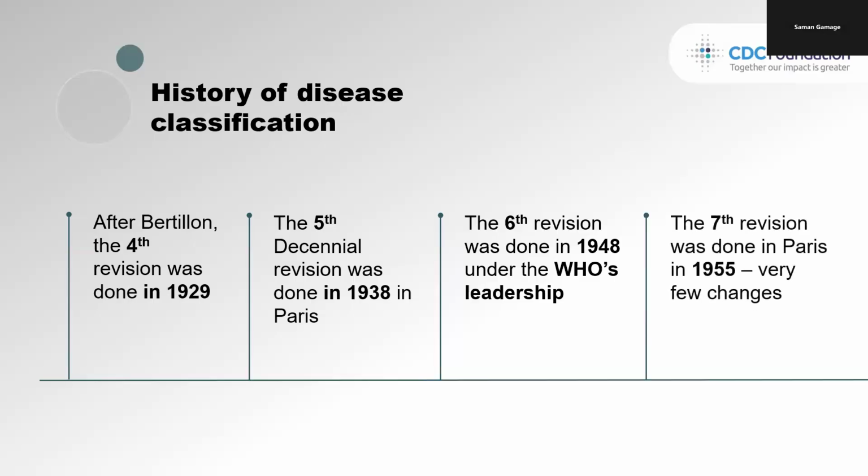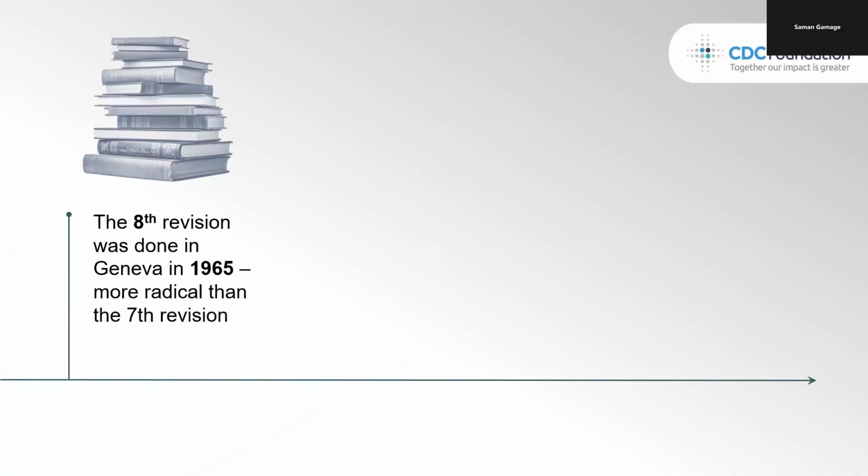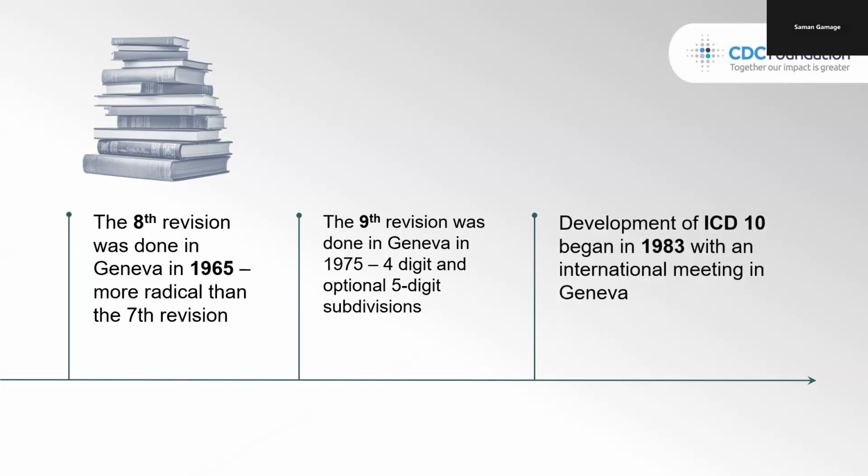The seventh revision was done in Paris in 1955 with very few changes. The eighth revision was done in Geneva in 1965, which was more radical than the seventh revision. The ninth revision was done in Geneva in 1975, and with the ninth revision, 4-digit and optional 5-digit subdivisions were introduced. Development of ICD-10 began in 1983 with an international meeting in Geneva.